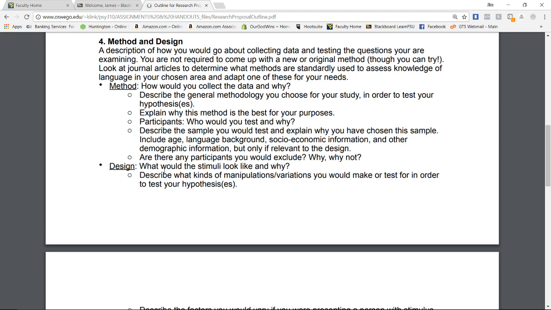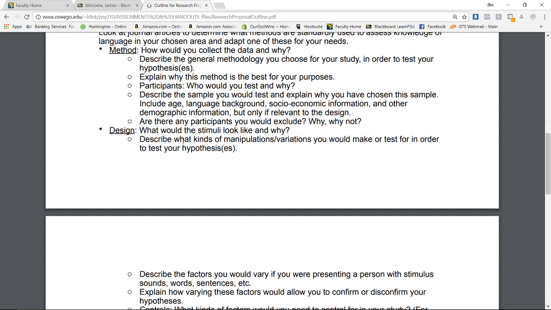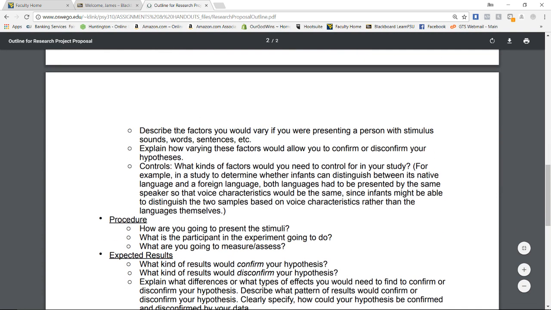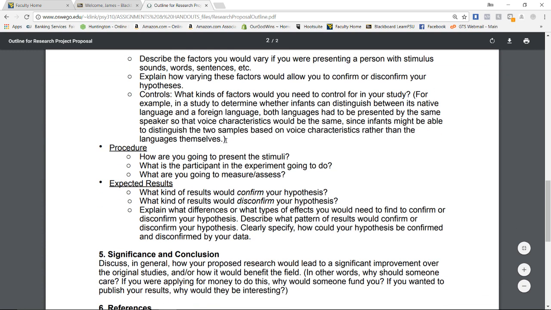Some of this stuff, you may not even need to do some of these things. Design, well, you don't really have a whole lot of design to anything other than maybe your survey if you have one or something like that. So just kind of use common sense. If it doesn't really seem like any of it is pertinent to what you're going to be doing, then don't worry about it, right? Procedure.